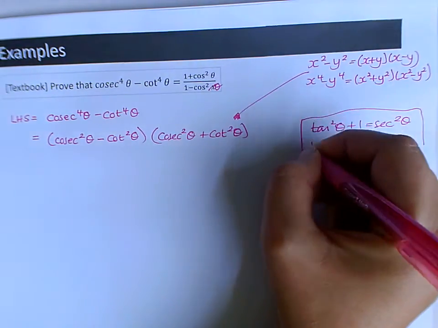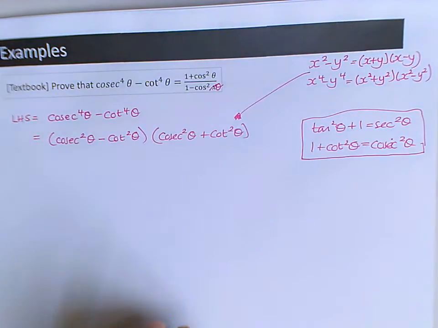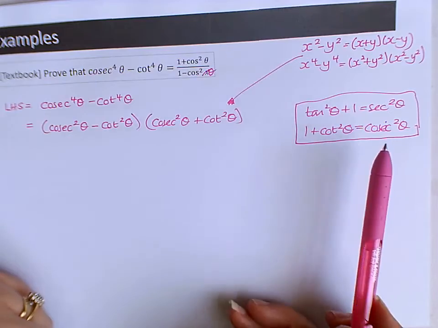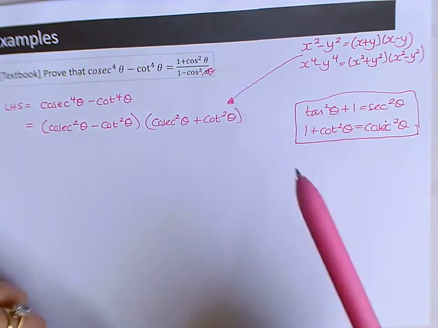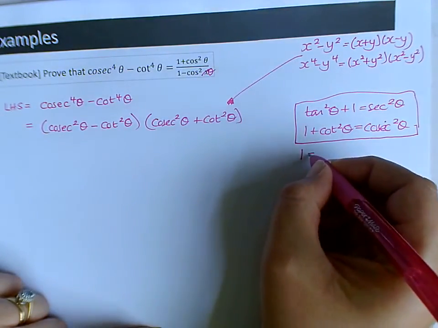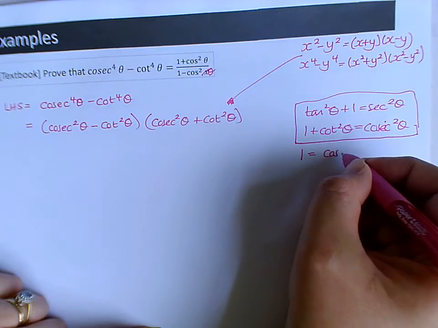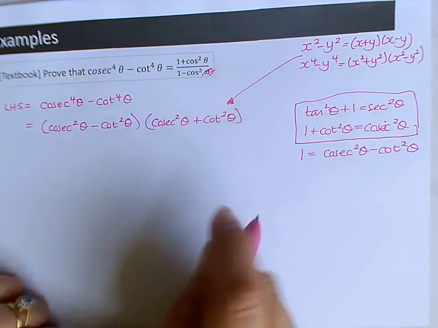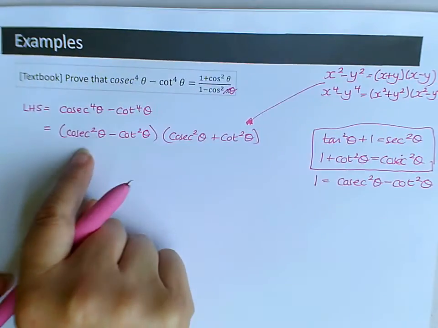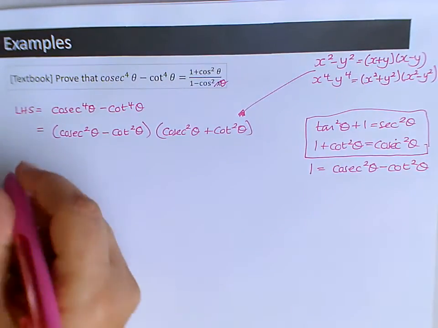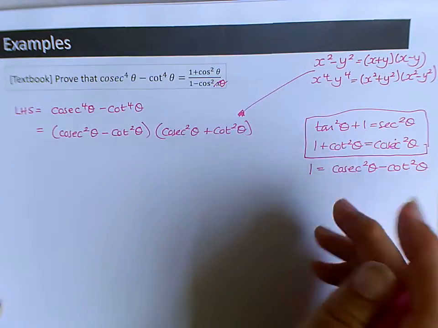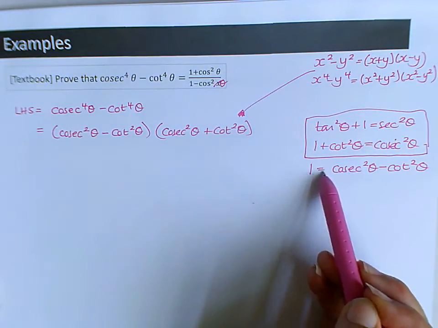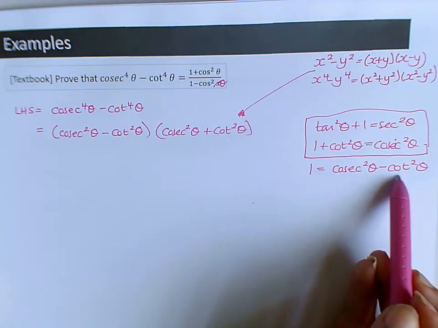So they are our identities which we can just write down that we're using. Now, if you notice, this one here, I could rearrange and write 1 equals cosec squared theta minus cot squared theta, which is actually this bit here. So therefore, because I have this here, the examiner can clearly see what I'm up to. I've written that. I've now said, well, I know that 1 equals that.